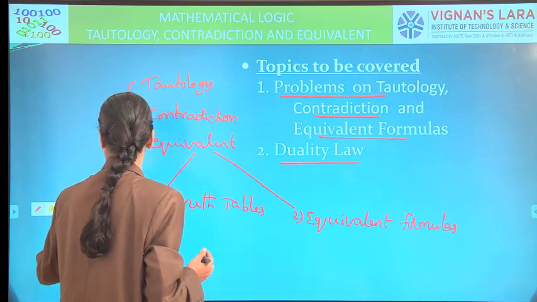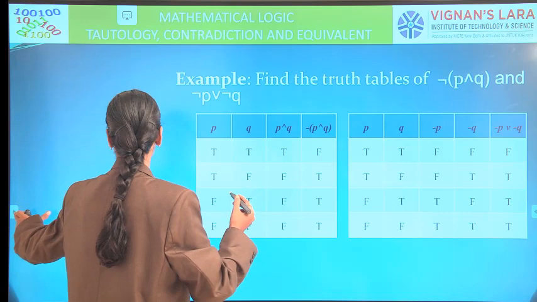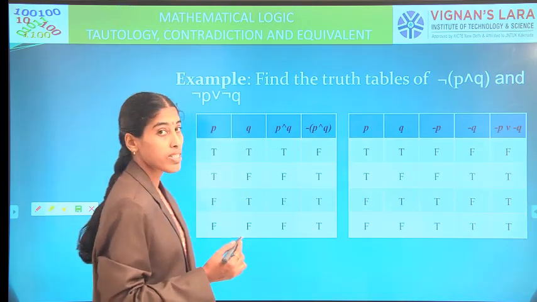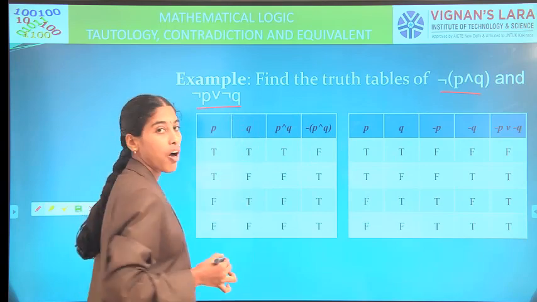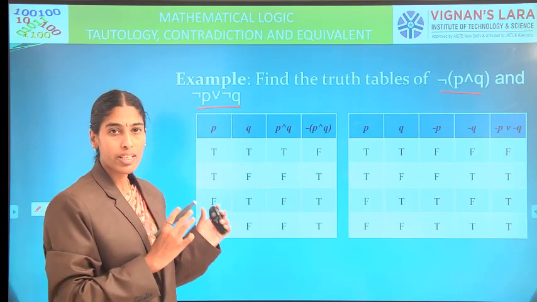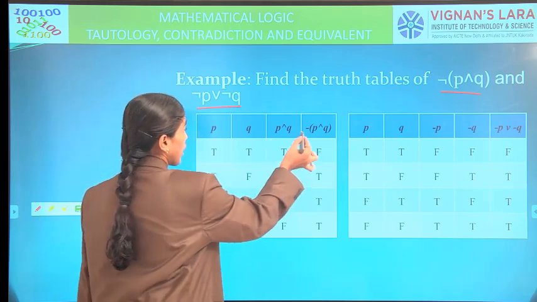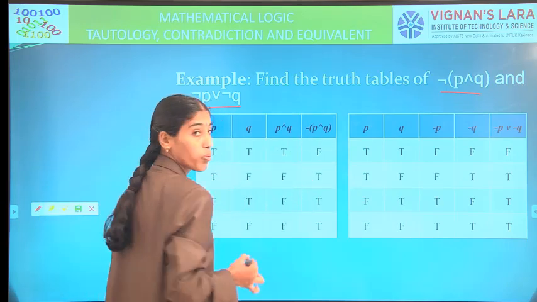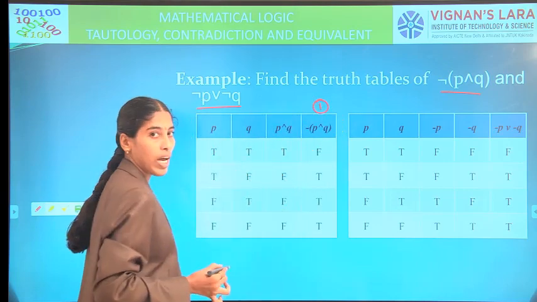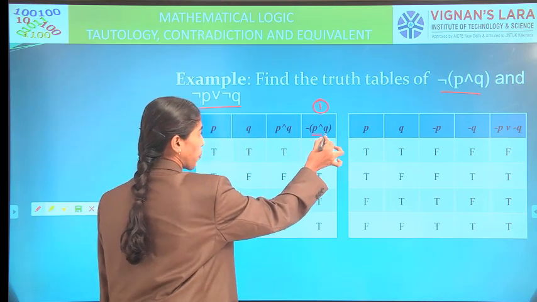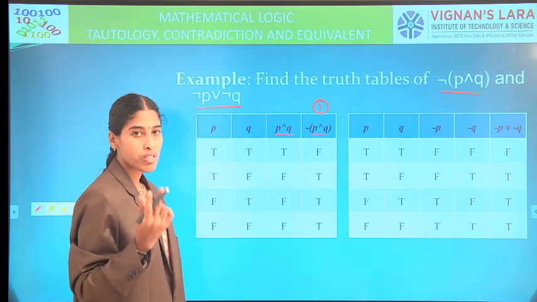Now, coming to the first one: find the truth tables of the given two propositions, negation of (P and Q), and negation P or negation Q. For these two we need to find out the truth tables. Right, negation of (P and Q). To calculate this first proposition's truth value, first it requires P and Q.